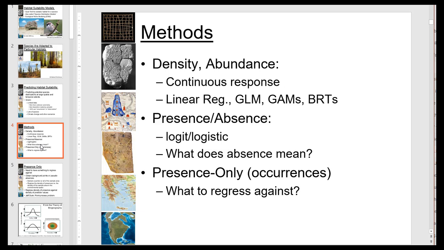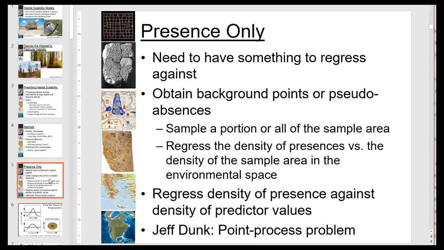So usually what we end up with is presence only, and the problem here is, what do we regress against? In other words, they're just presences. It's like only having ones and no zeros. So that creates a challenge because we really need to have something to regress against. So initially folks were talking about something called pseudo absences or background points. Pseudo absences has kind of died out. I think that's a good thing because that's not really what they are.